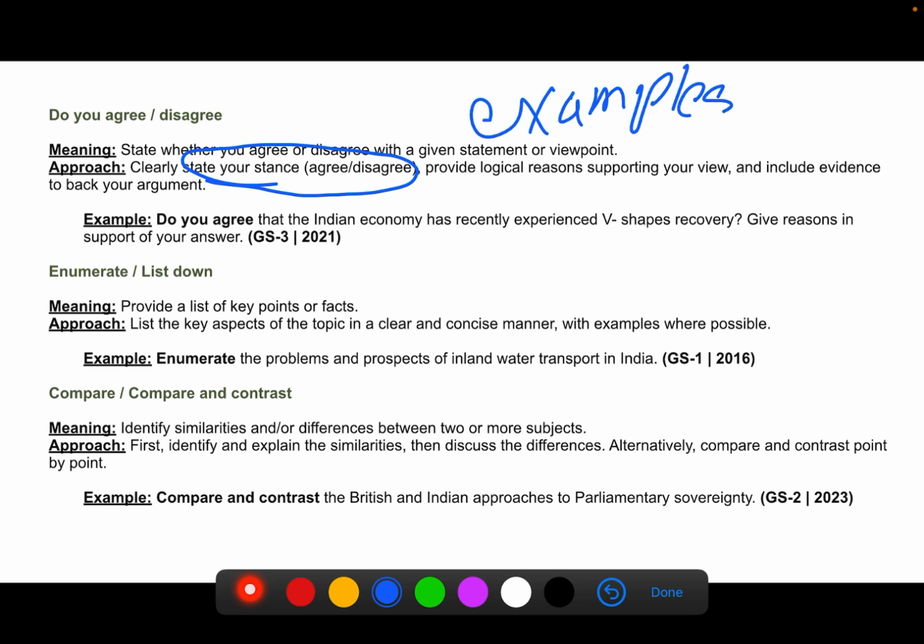Any point or any statement without an example cannot be substantiated. Without an example, it cannot be considered. Examples ensure that your point is valid and justified.